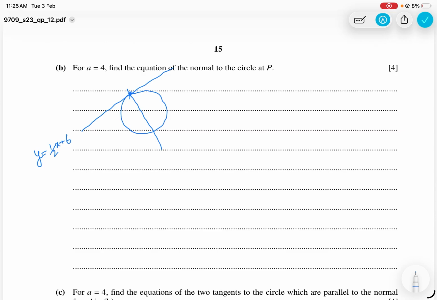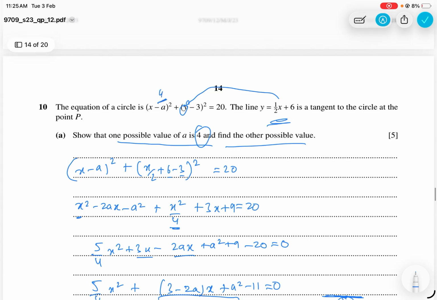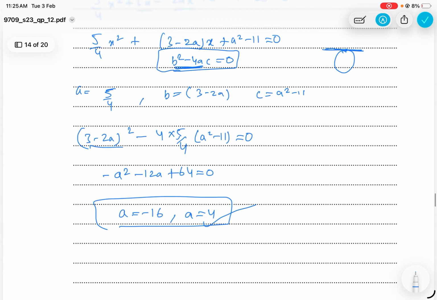Any normal at this point will pass through the center, because a line perpendicular from the center makes 90 degrees with the tangent. So any normal with 100% certainty passes through the center. So the center coordinates are, if A is 4, the center coordinates are 4 and 3. From the equation you can check. It is 4 and 3. See, x minus 4. So 4 and 3.